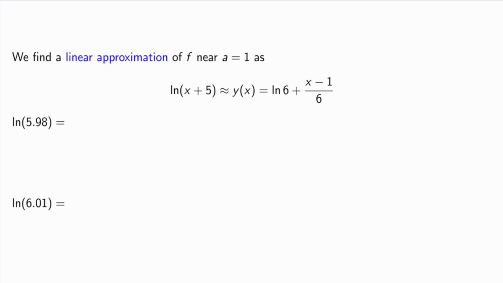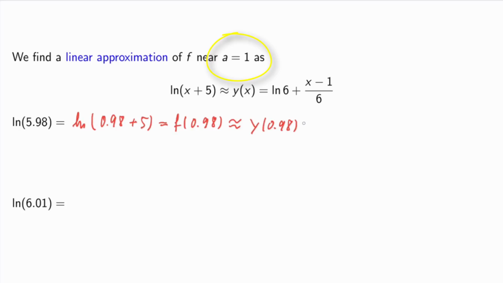So the natural logarithm of 5.98, I write it as ln of 0.98 plus 5. And now this arises exactly as it arises in the function ln of x plus 5. So x is 0.98, so this is in fact f at 0.98. Now 0.98 is really close to 1. We have chosen a as 1 up here. So then we can use our linear approximation. So this is approximately equal to y at 0.98. And then we just need to sub it in. So this is ln 6 plus 1/6 times 0.98 minus 1. And now we have something for our calculator.